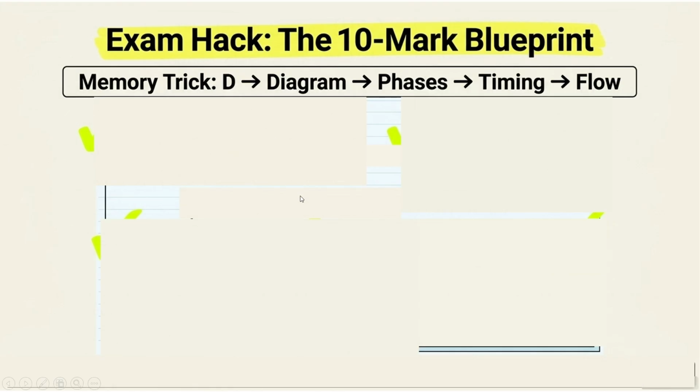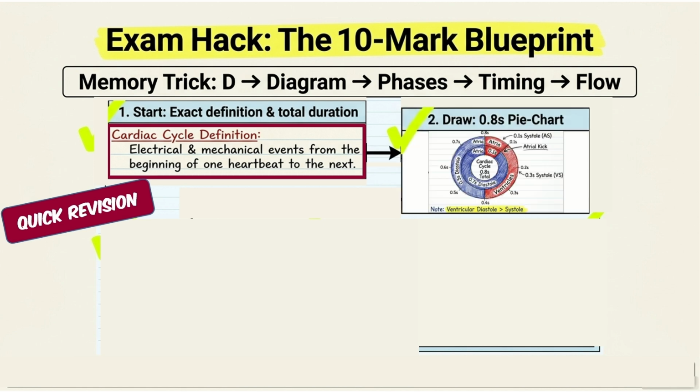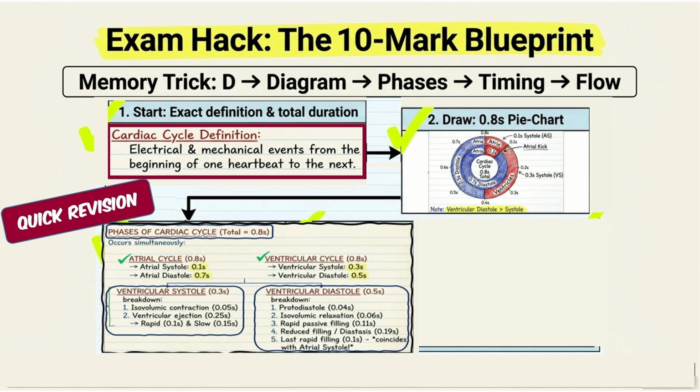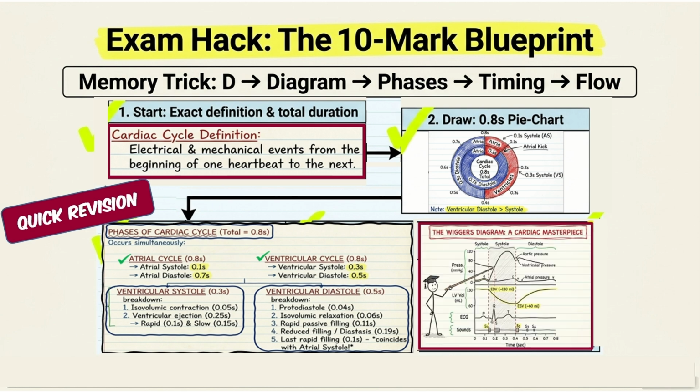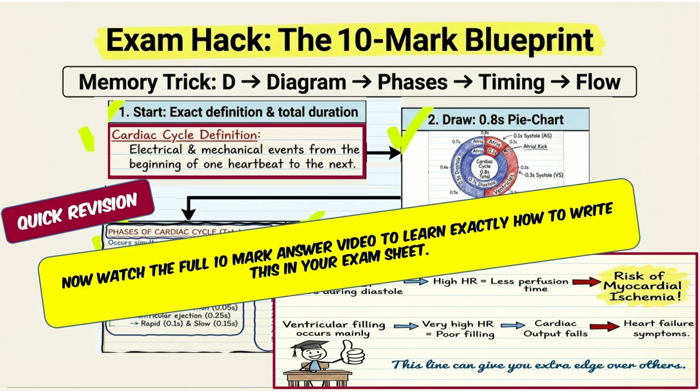So this is what your final answer will contain. It contains the definition of the cardiac cycle, then the circular diagram of phasic changes, then phases of the cardiac cycle in the form of a flow chart, and lastly the pressure volume curves. And do not forget to write this applied aspect in the form of tachycardia.